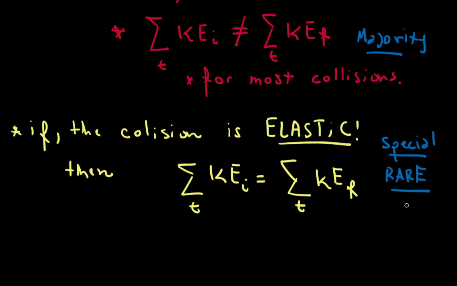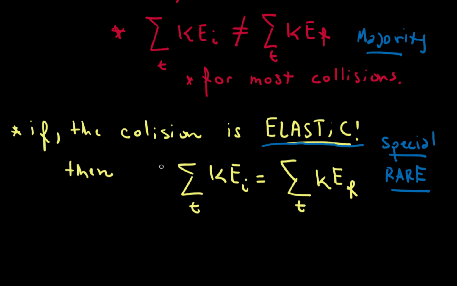So in this class, whenever you see an assignment or test question and it is a collision and it is not stated explicitly that it is elastic, if the word elastic does not show, then you cannot assume that kinetic energy initial and final are the same. However, if the word elastic shows up, then kinetic energy is conserved and it is appropriate to use it. All right. So that concludes the idea of kinetic energy in collisions.